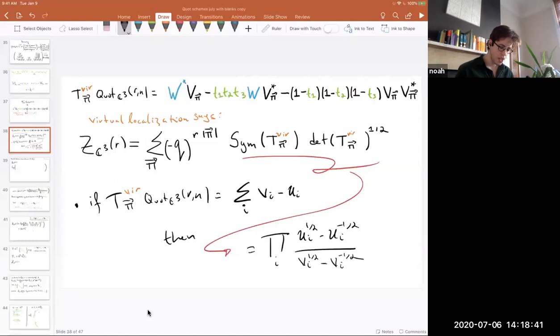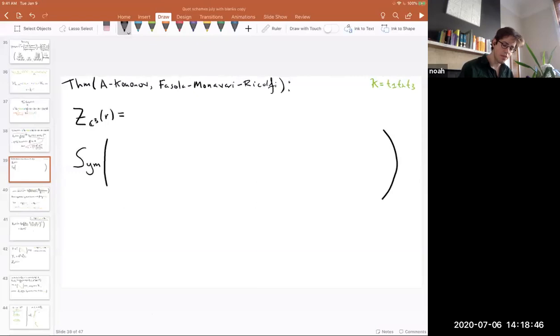And the theorem with Yasha and shown independently by Fasola, Monavari, and Ricolfi using a slightly different argument is that, again, the resulting partition function has a description in terms of the plethystic exponential. Here it's a bit more complicated, so I'll write it down and then I'll say some things that will help clarify perhaps where this comes from. So there'll be some prefactor.